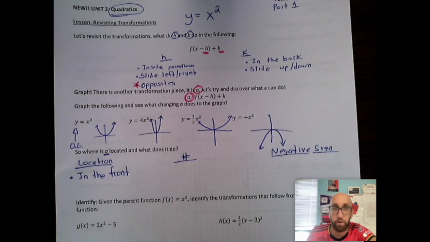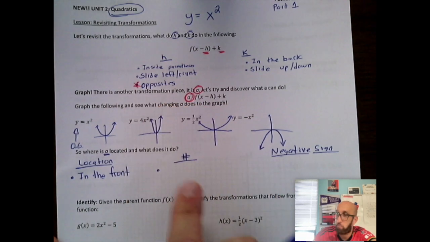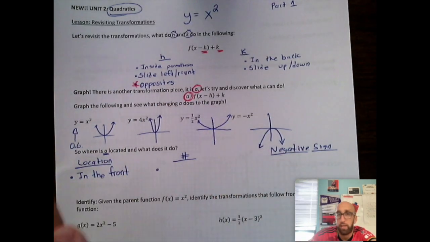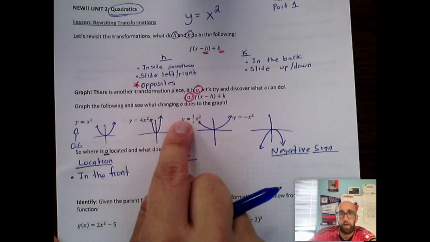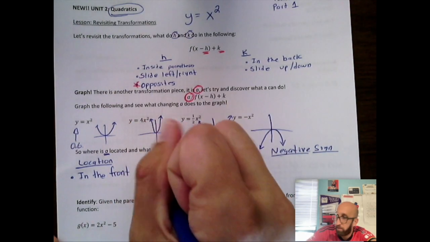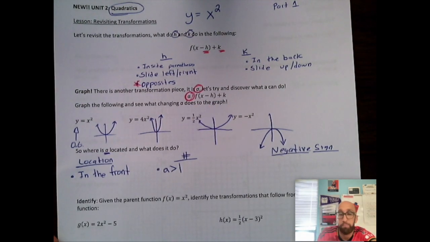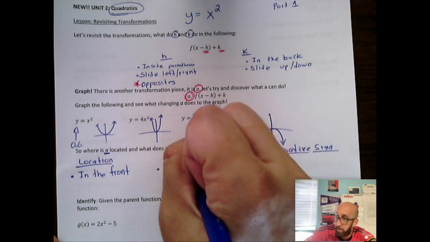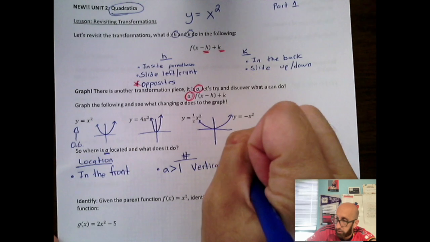That is the actual vocab we use with A. So here's what's happening. Right now, I'm not worried about the negative sign. That's a completely different thing. We're just focusing on an actual numerical value out front. So when I see 4, what's happening is if that number out front, like 4, is bigger than 1, this is called a vertical stretch.